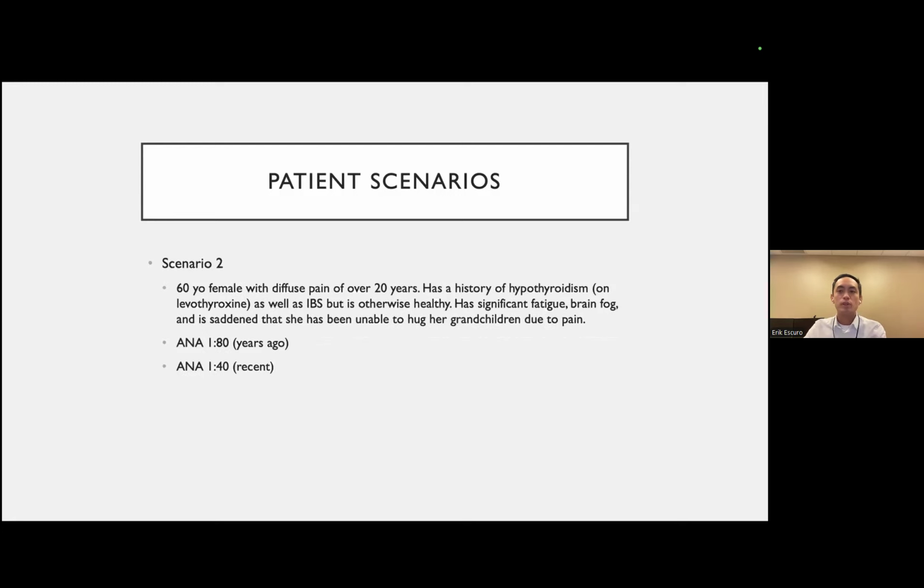Patient number two, 60-year-old female with diffuse pain over the last 2 decades. Her medical history includes hypothyroidism, which is well controlled with levothyroxine, as well as irritable bowel syndrome. She has other symptoms such as significant fatigue, brain fog. One of the more distressing things for her is that as much as she wants to be able to hug her grandchildren, whenever they come rushing over to give her a big hug, she sort of braces herself because she knows it's going to be quite painful. Her ANA years ago was 1 to 80, and then it was repeated more recently and was 1 to 40.